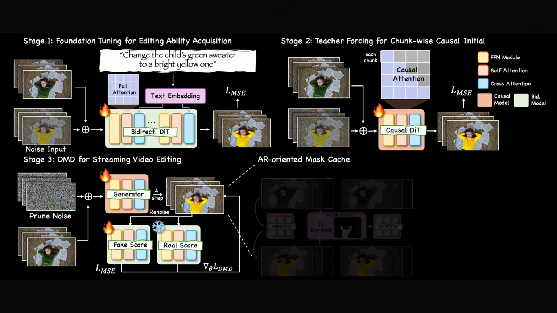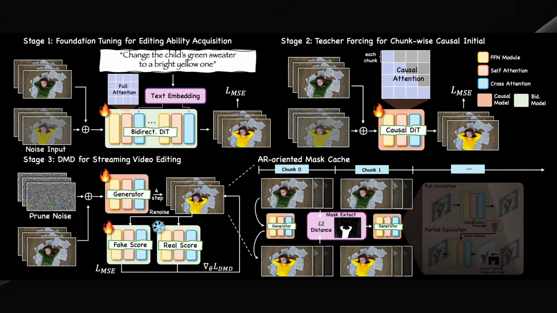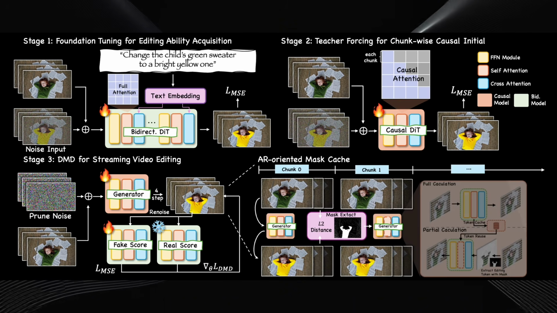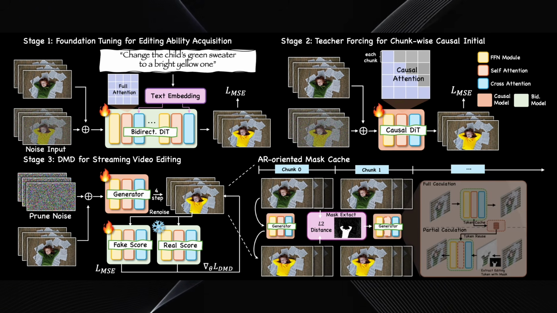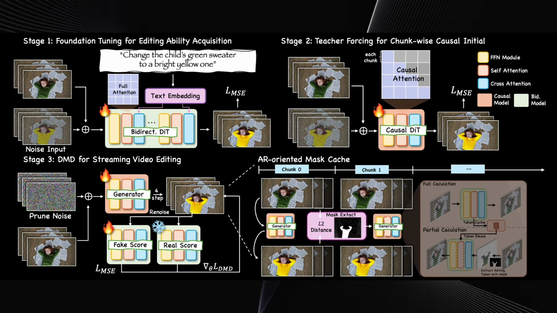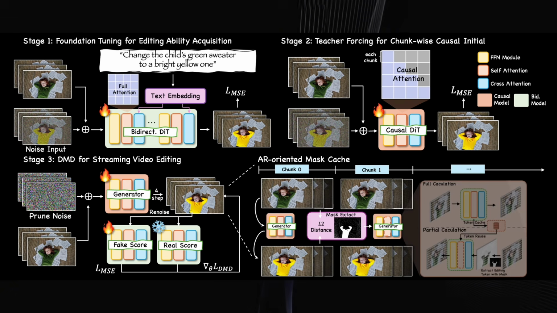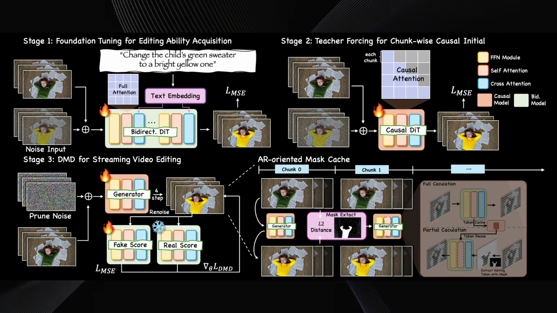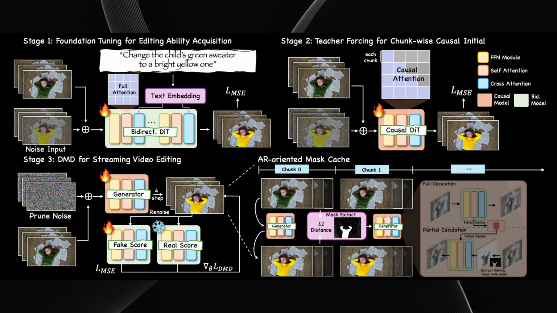This pipeline progressively trains a smaller, hyper-efficient model to mimic the big one, eventually compressing those 100 steps down to just 4 steps without losing visual quality. On top of that, they introduced something called an AR-oriented mask cache. In simple terms, the AI remembers the parts of the video that don't need to be edited, like the background or a person's face, and reuses that computational data frame after frame instead of calculating it from scratch. This selective processing is the secret sauce that makes the streaming speed possible.